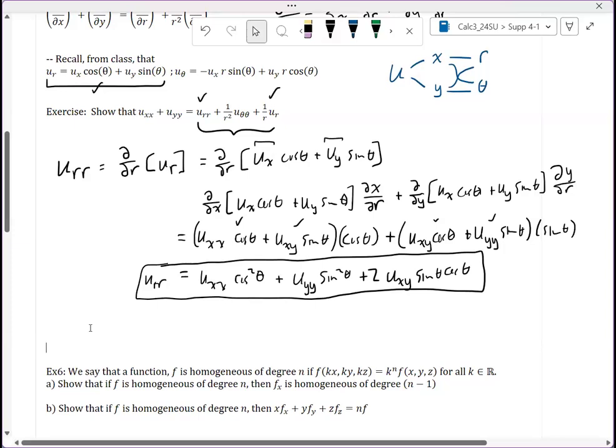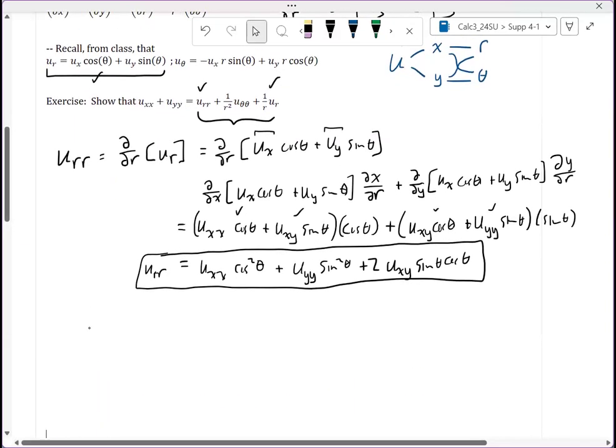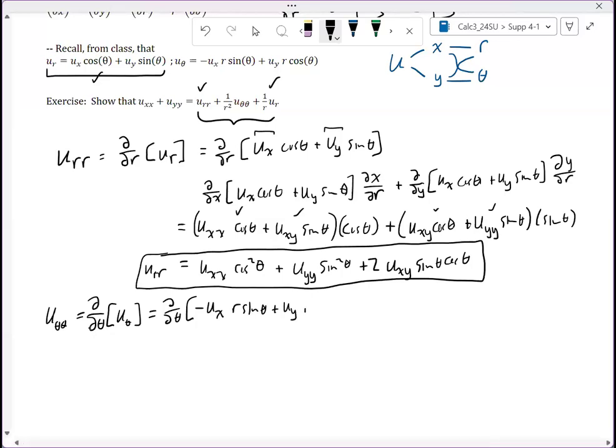Hoping I can keep all of this kind of on the screen here. U theta theta is going to be a little bit more involved. Of course, this is just partial with respect to theta of u theta. Or this is partial with respect to theta of negative ux r sine theta plus uy r cos theta.